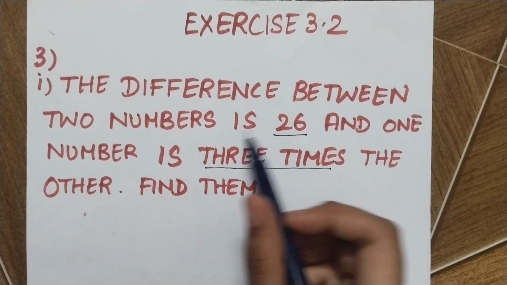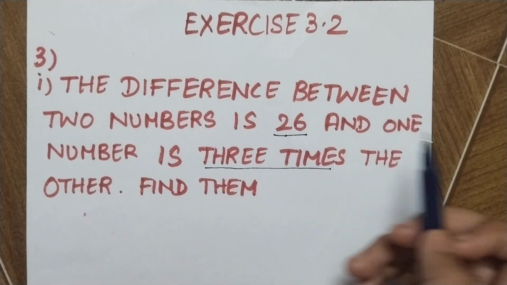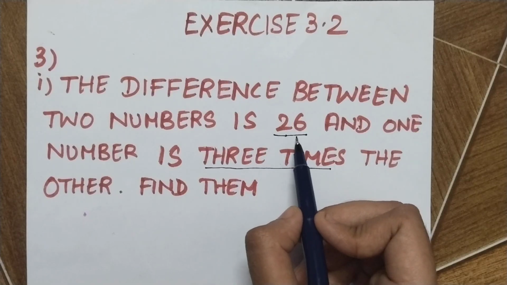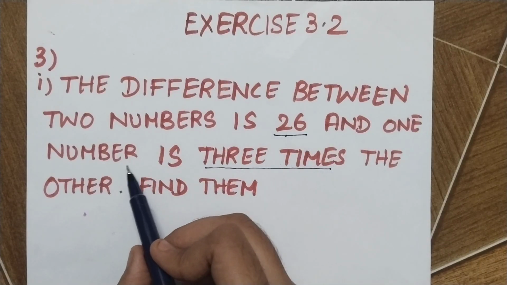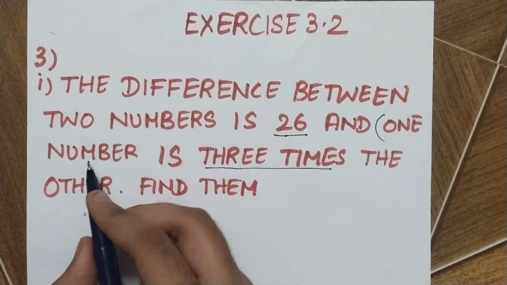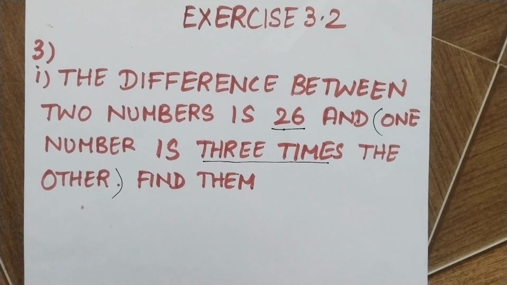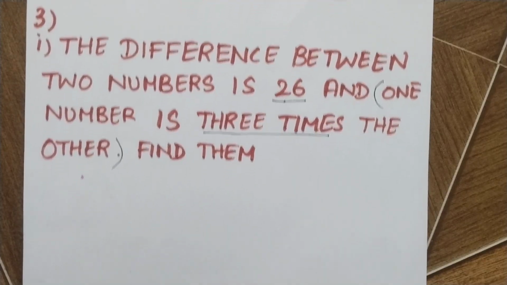So the difference between two numbers is 26. We don't know both the numbers, but their difference is 26 and one number is 3 times the other number. So this is our clue. We should find the numbers through the substitution method. Since we don't know both the numbers, we will assume some variable for both.